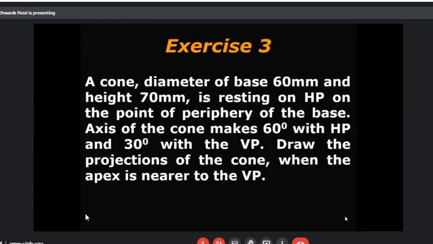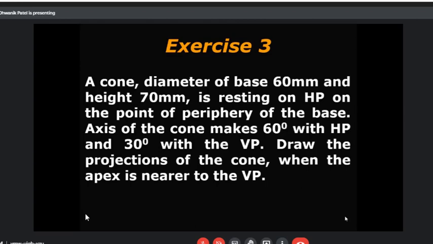A cone, the diameter of the base is 60 mm. Diameter is given 60 mm and the height of the cone is given 70 mm. The cone is resting on the HP plane on a point of the periphery of the base. So from the first line, we have the following data. First, the solid is a cone.